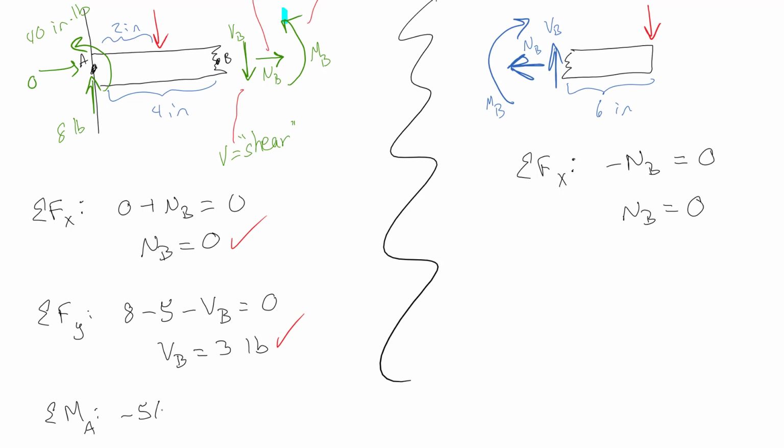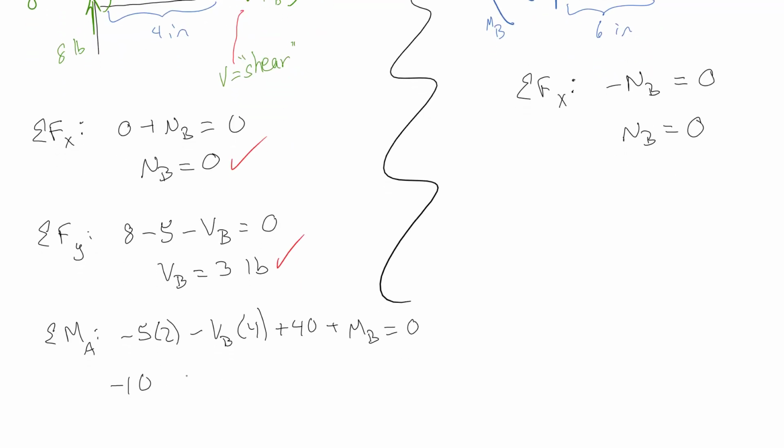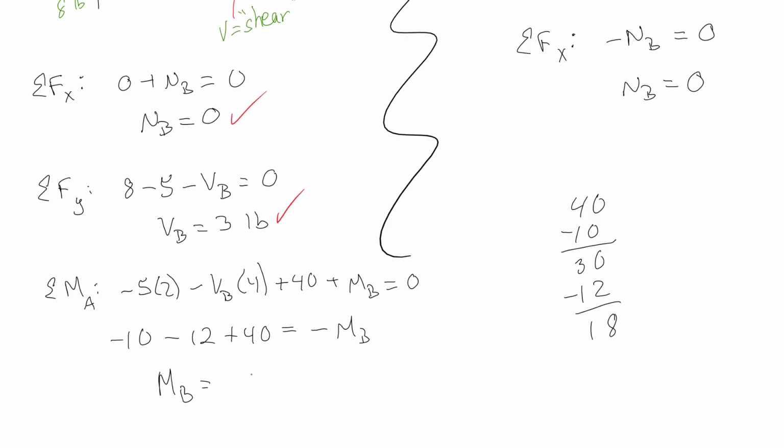So I've got negative 5 times 2. I've got negative VB times 4. See, I'm really doing this the most annoying way possible. I have the positive 40, and I have the positive MB, and that needs to equal 0. So I've got minus 10 minus 3 times 4 is 12, plus 40 equals negative MB. 40 minus 10 is 30, and 30 minus 12 is 18. Yay! Okay, so MB is equal to negative 18 inch pounds.